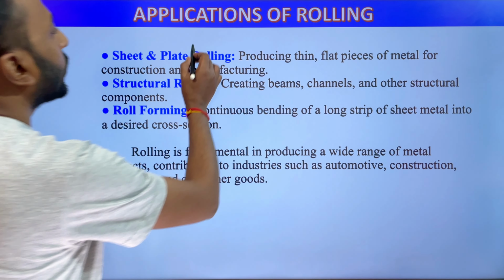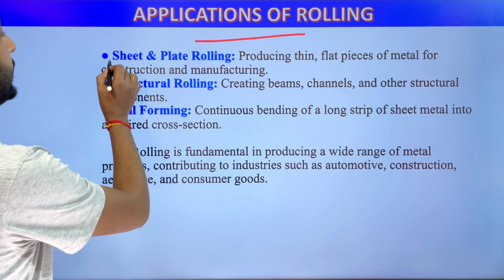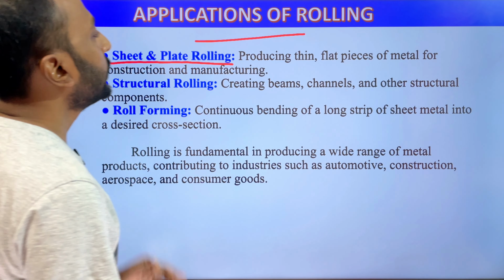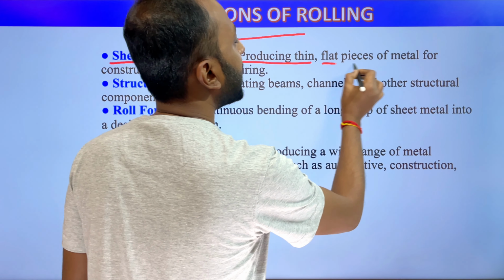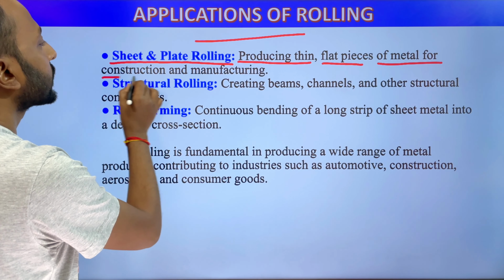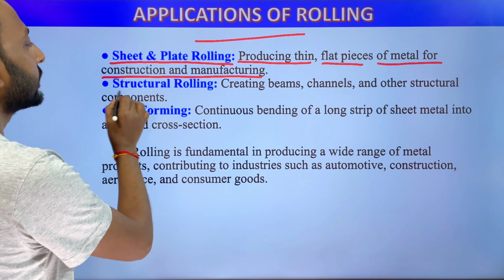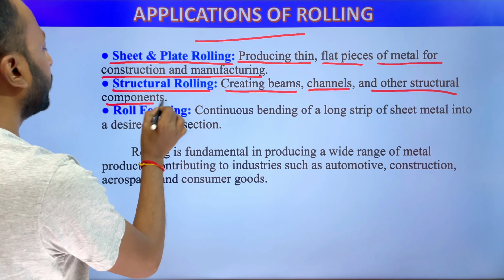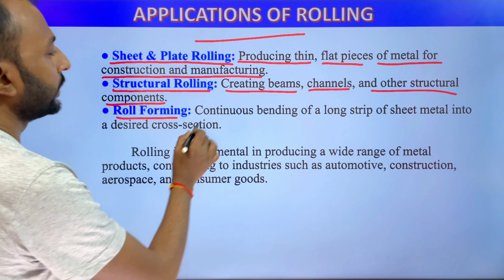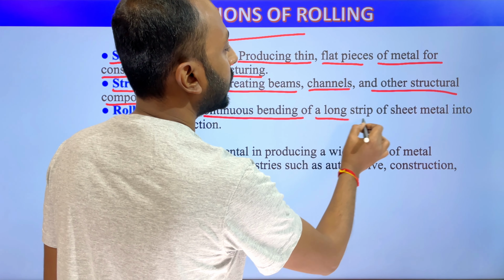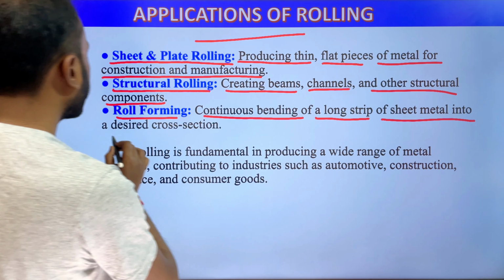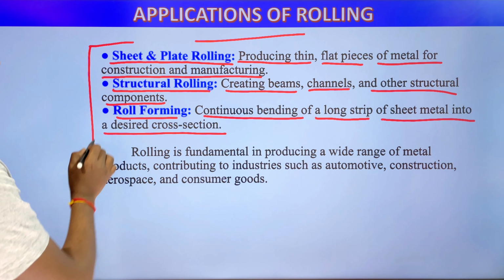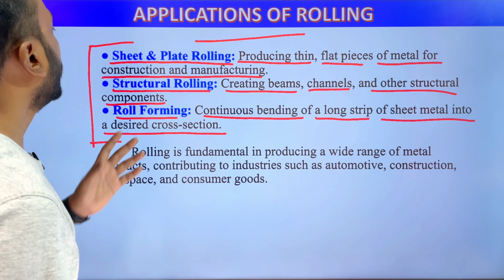Next are the applications of rolling. First application is sheet and plate rolling. We make sheet and plate using the rolling process, producing thin flat pieces of metal for construction and manufacturing. Next is structural rolling, creating beams, channels and other structural components. Next is roll forming, continuous bending of a long strip of sheet metal into a desired cross section. So these are the applications of the rolling process.